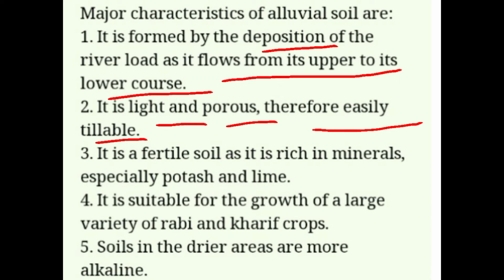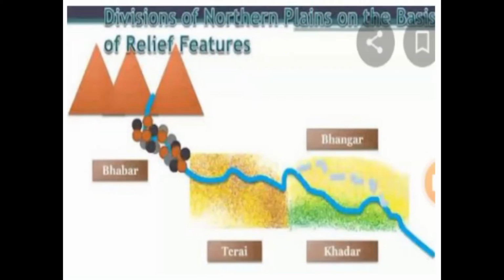It is a fertile soil as it is rich in minerals, especially potash and lime. It is suitable for the growth of a large variety of rabi and kharif crops. The soils in the dry region are mostly alkaline. They are a little acidic in nature.